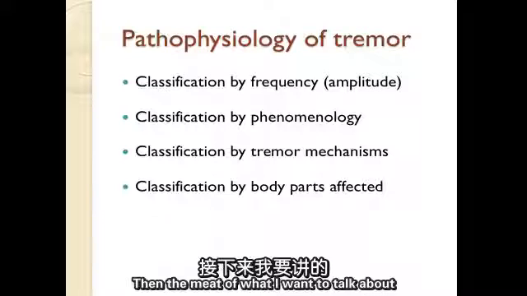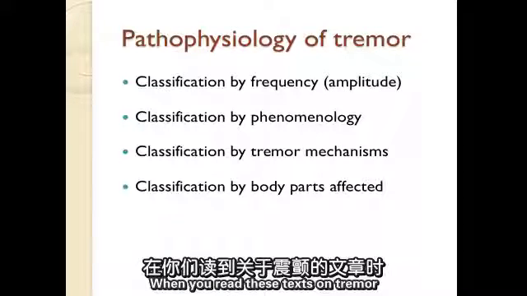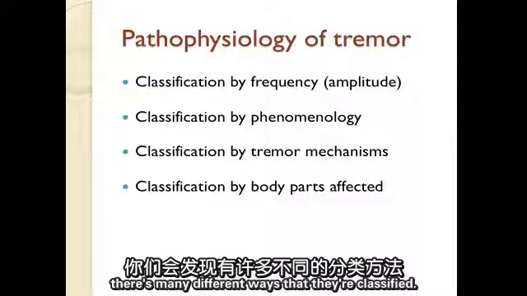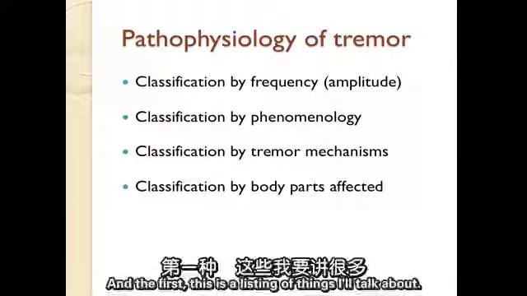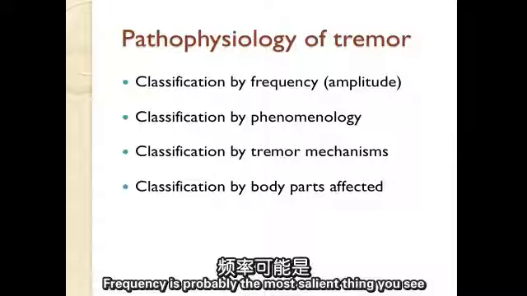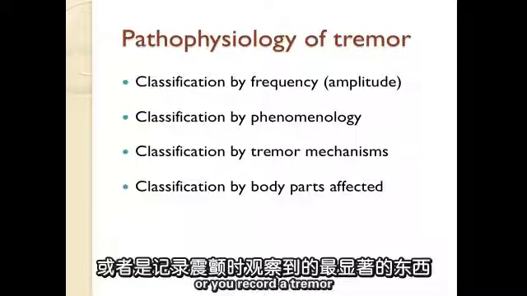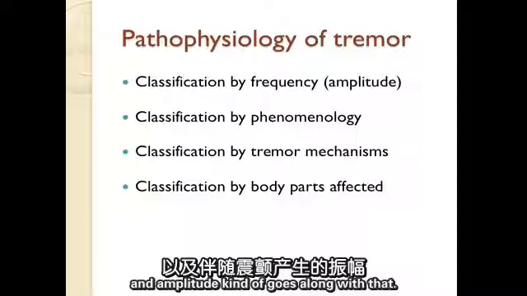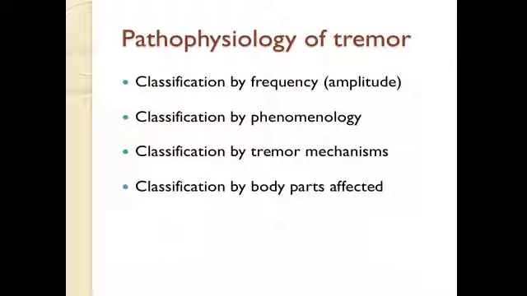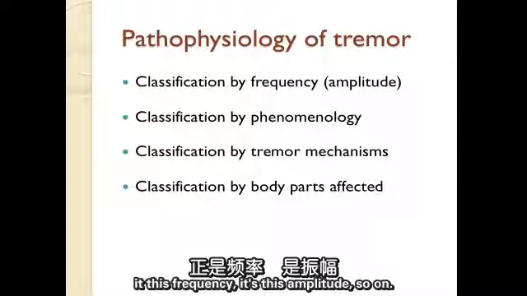So then the meat of what I want to talk about is how you classify tremor. When you read these texts on tremor, there's many different ways that they're classified. And this is a listing of things I'll talk about. There's classification by frequency. Frequency is probably the most salient thing you see when you see somebody with tremor or you record a tremor. And amplitude kind of goes along with that. And that's usually what you see as the first sentence describing tremor. It's this frequency, it's this amplitude, and so on.